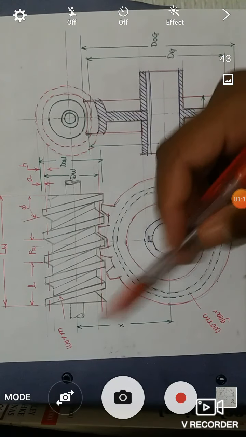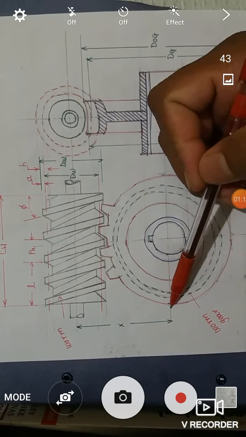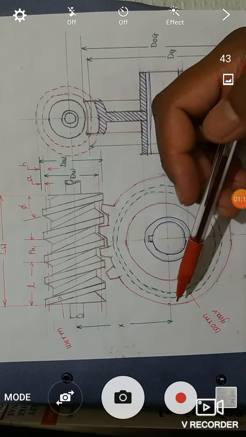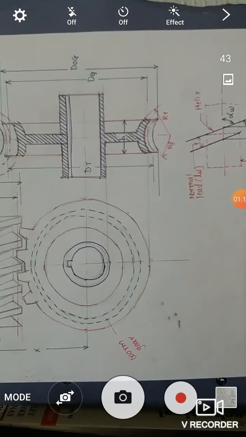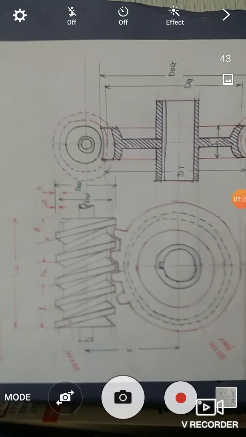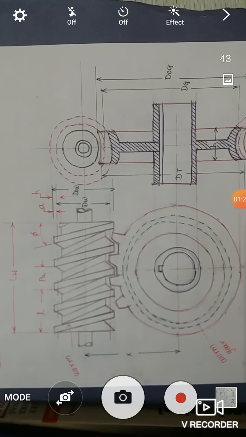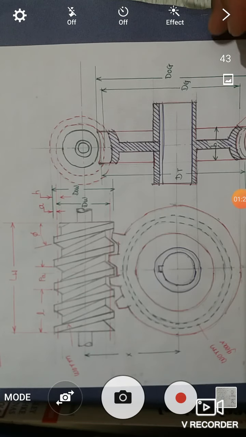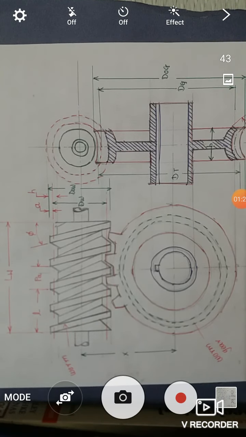If we see this x distance, it is nothing but center to center distance. So this is the diagram which we use for discussing the terminology. We discuss one by one.